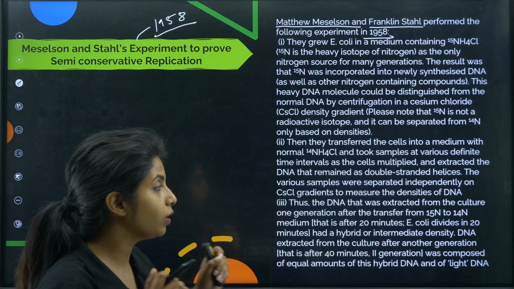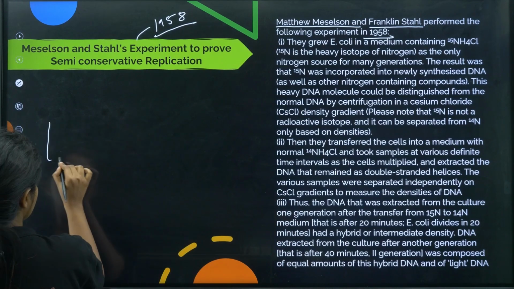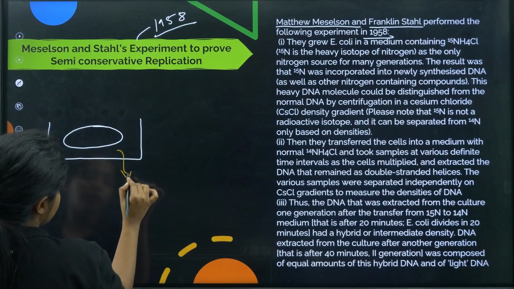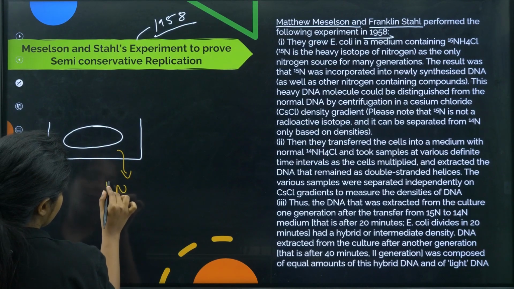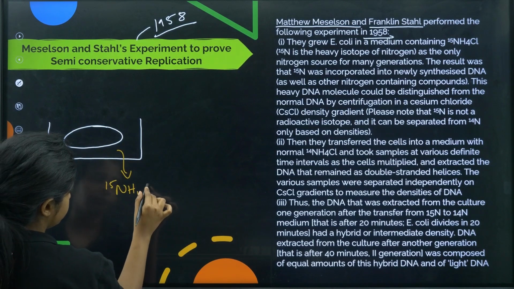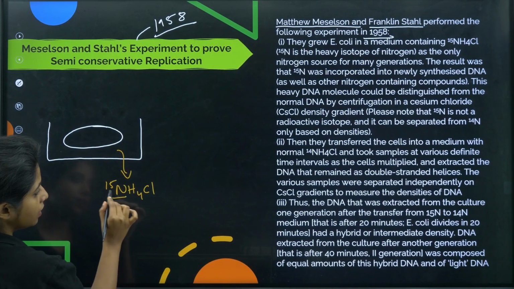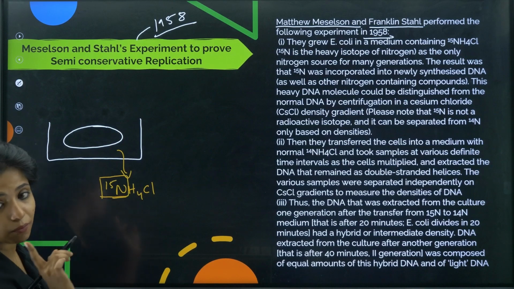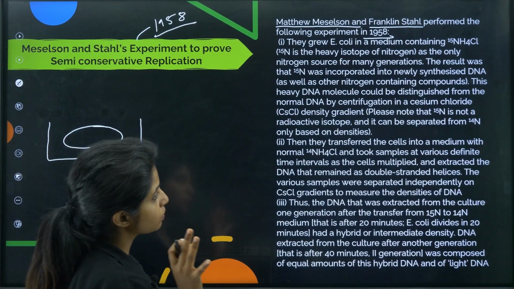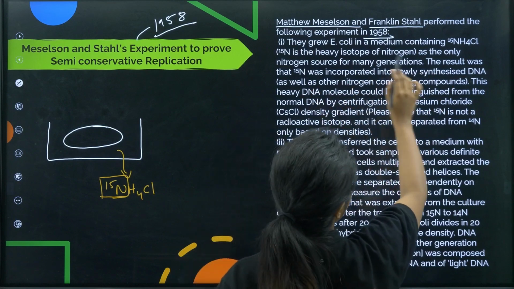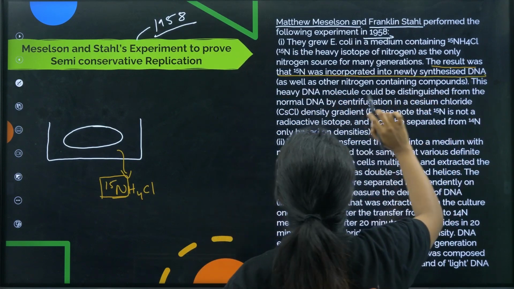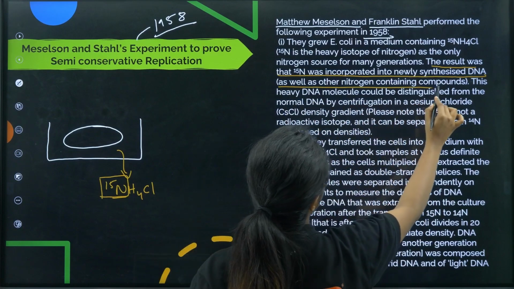So here they are growing what? E. coli. E. coli is a bacterium, and this E. coli is being grown in a medium containing N15 NH4Cl. Here N15 is there, please remember that. And nitrogen is a part of DNA, that's why I am specifying this. So he grew this, and the result was that N15 was incorporated into newly synthesized DNA as well as the other nitrogen-containing compounds.